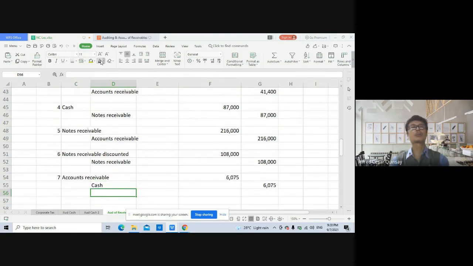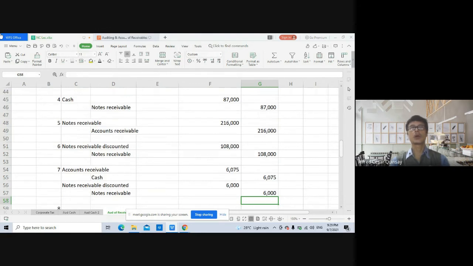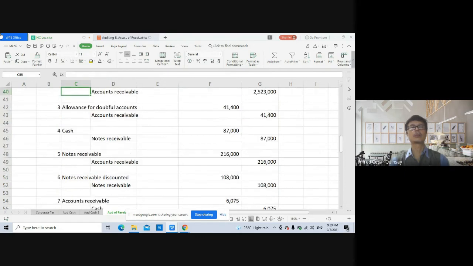Okay, pero meron pa tayong entry dito. Debit for notes receivable discounted for 6,000 and credit notes receivable. So tinanggal natin sa notes receivable. Ayan, so ito yung entry natin. Okay. Number 8.